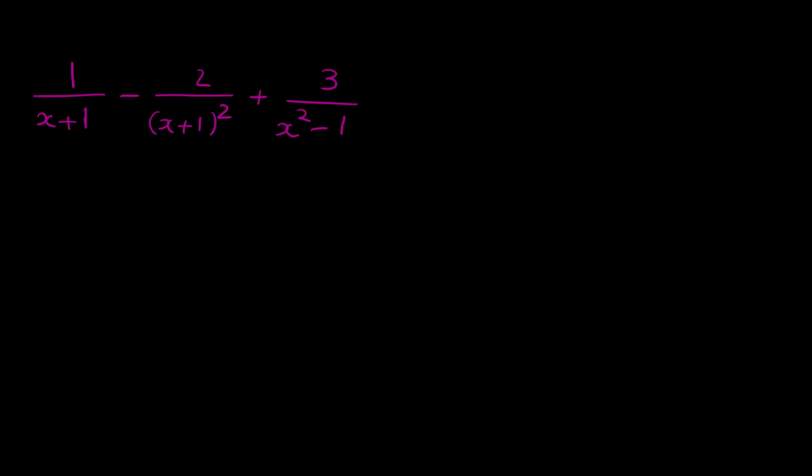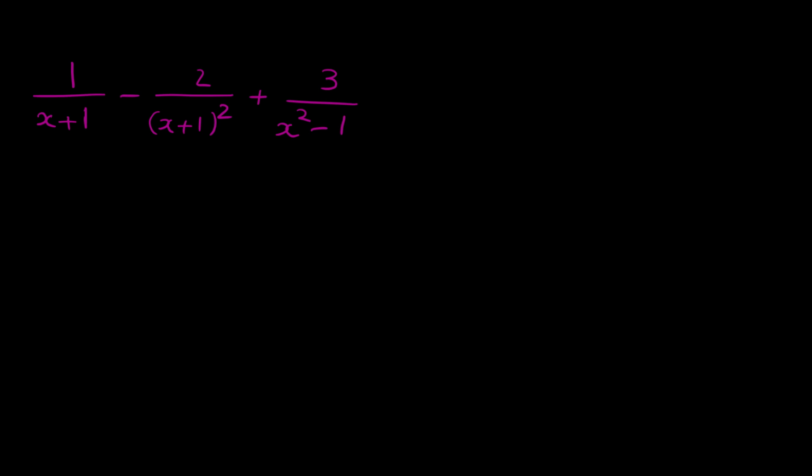Now look at this example. 1 over x plus 1 minus 2 over x plus 1 to the 2 plus 3 over x to the 2 minus 1. This denominator is already completely factored. This is completely factored, but this one should be factored first before thinking of finding the least common denominator.